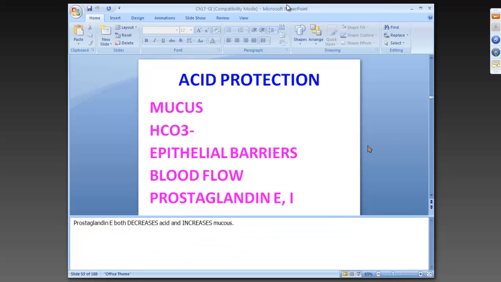Acid protection: mucus, bicarbonate. How the stomach protects itself from all the massive production of acid by mucus, bicarbonate, epithelial barriers, blood flow, and prostaglandin E, all in one.